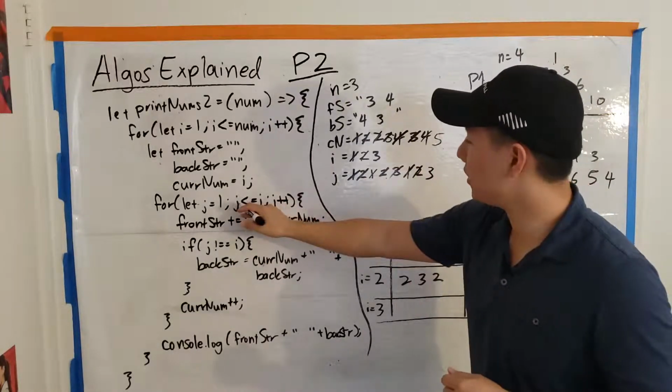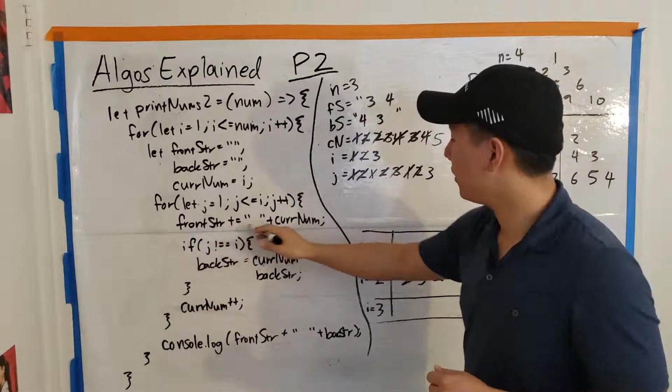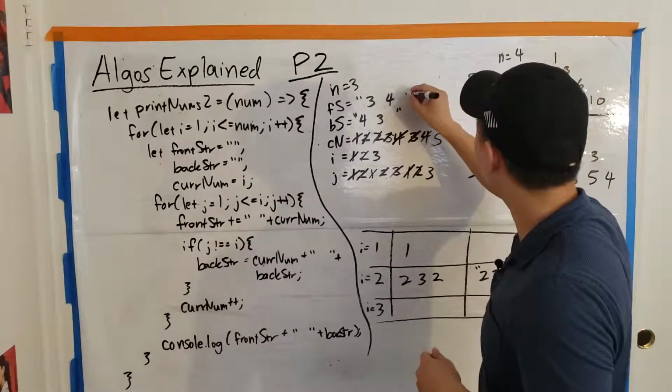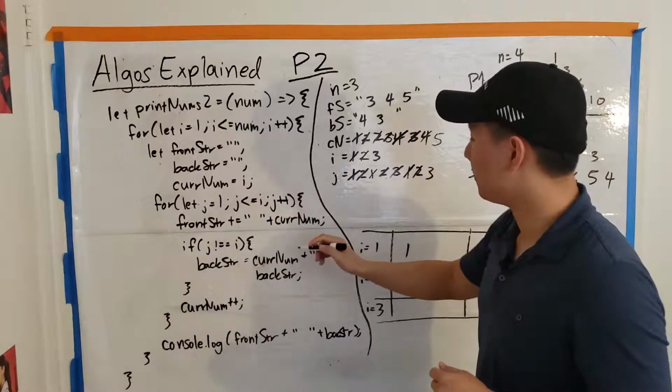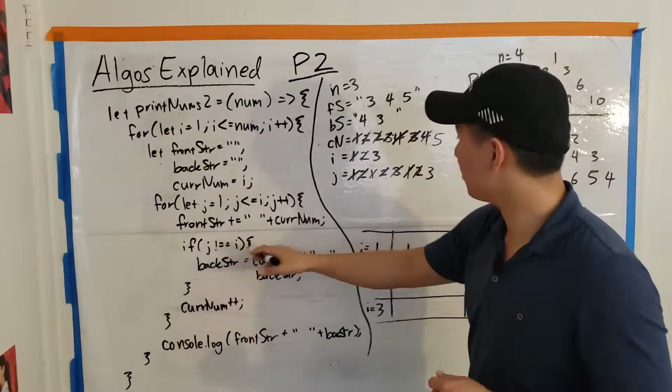J, 3 less than or equal to 3, that works. Let's do it one more time here. Front string plus equal to current number. We add that in the back there. And this time I equals J.